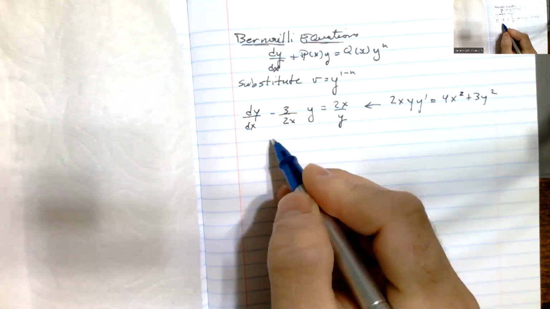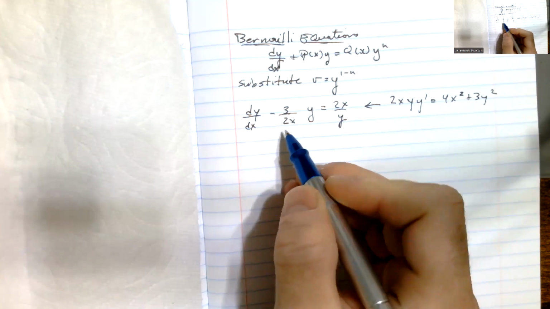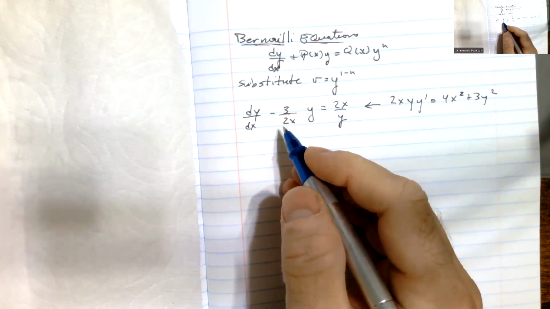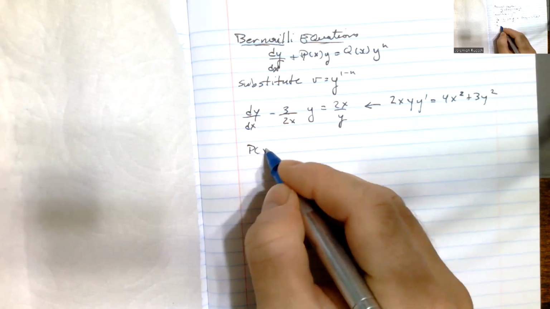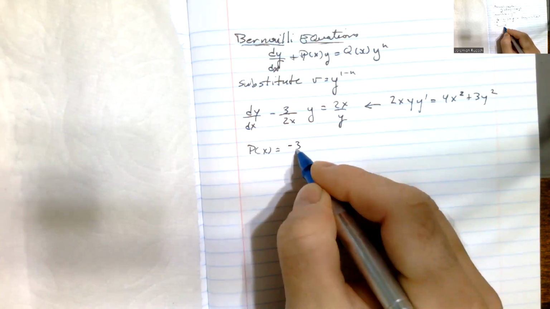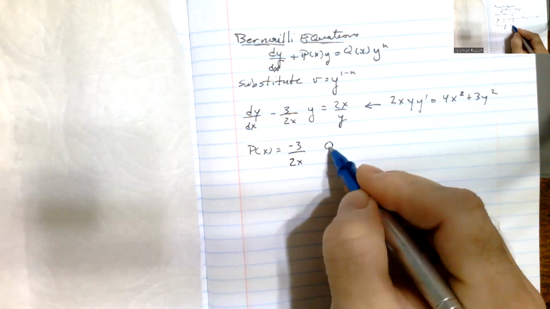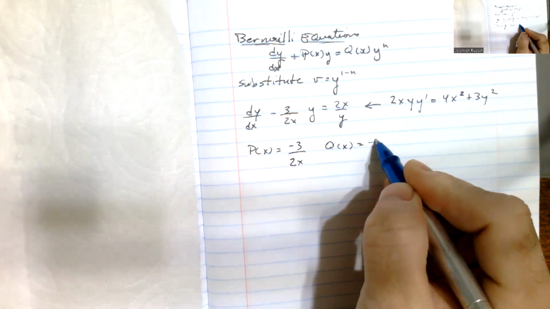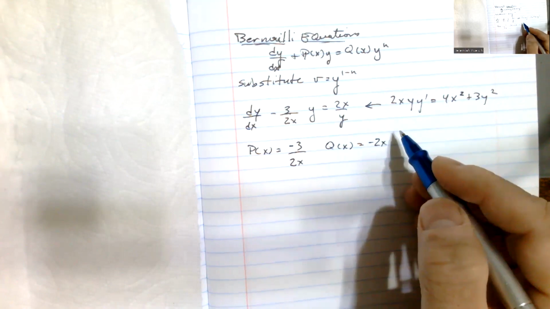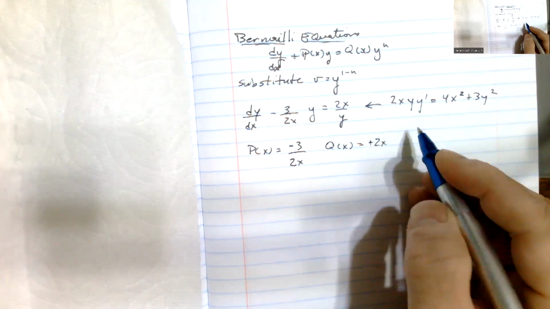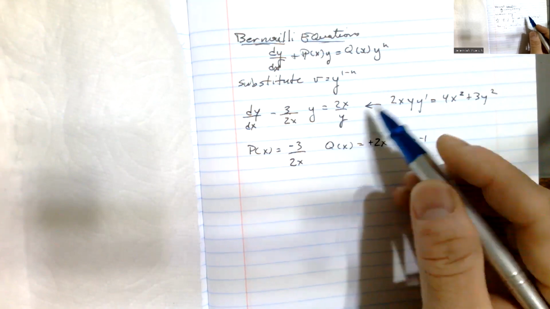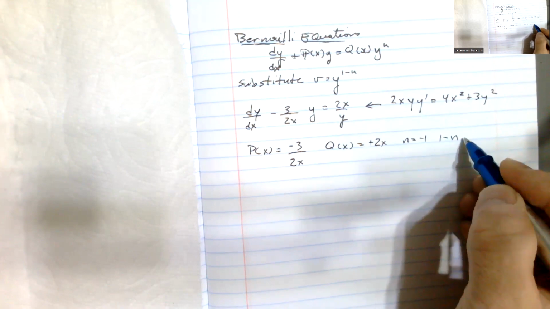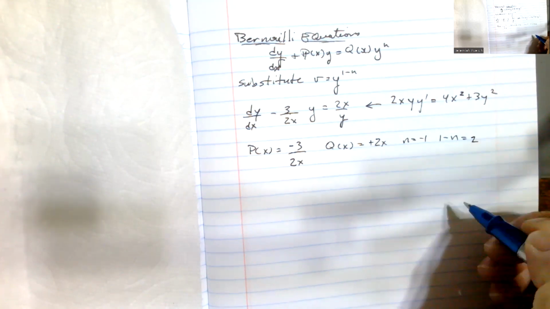Anyways, all right. If we're trying to solve this differential equation, we want to recognize a couple of things. We're going to identify the components of the Bernoulli equation. So recognize that p of x in this situation is negative 3 over 2x. Q of x is 2x. Sorry, I said negative, I meant positive 2x there. And n is equal to negative 1, since the y is in the denominator here. And that means that 1 minus n is going to be equal to a positive 2.